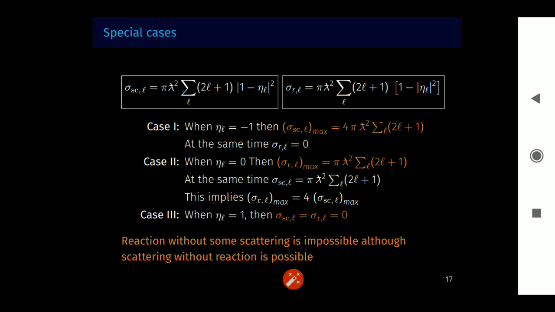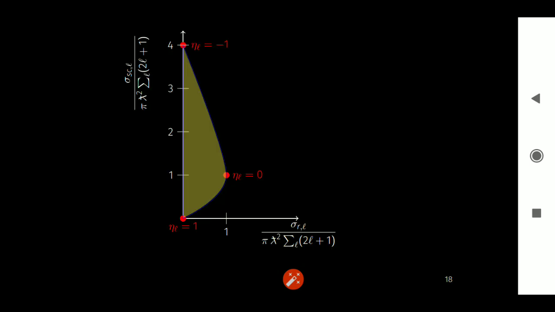This is a very important piece of information that can be understood from these special cases and also by understanding the two cross sections. So we have three values of eta L, and we have the cross-section values. These values can be plotted in a simple graph. In this graph, the y-axis is scattering cross-section, and the x-axis is reaction cross-section. Both are normalized by pi lambda bar square times summation of 2L plus 1.